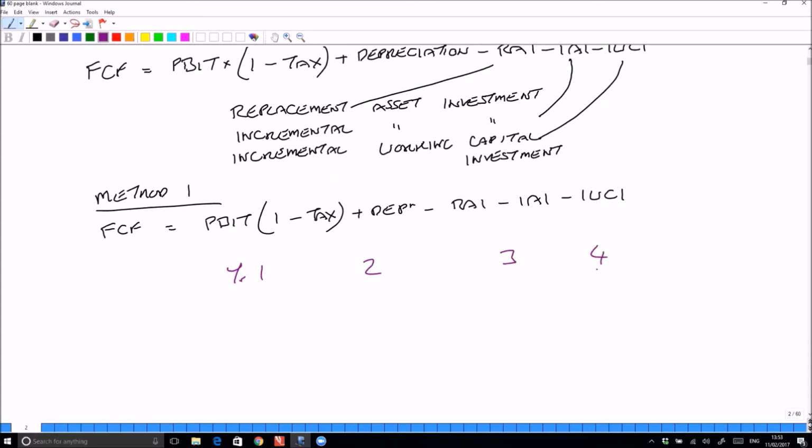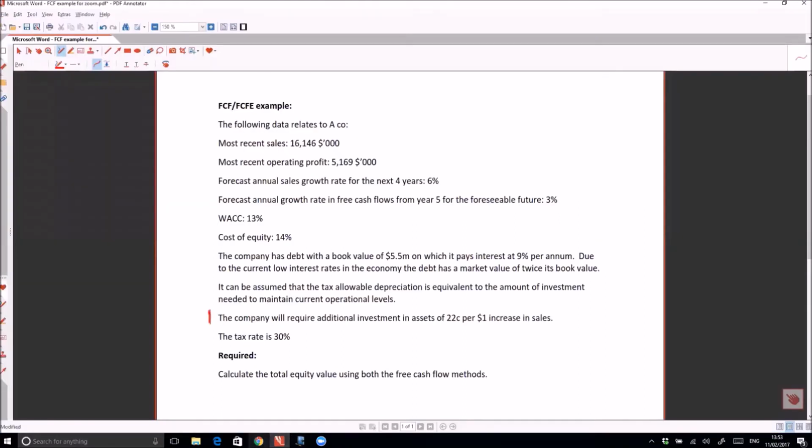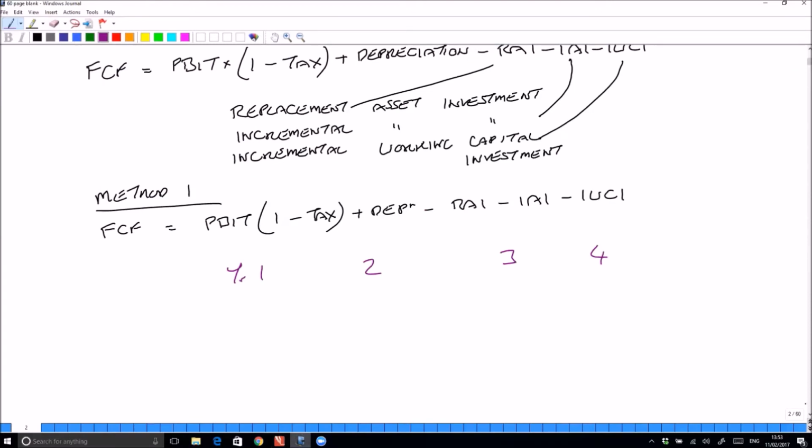And then after year 4, what does it say? Let's go back to the question. And it says, the forecast annual growth rate in free cash flows from year 5 to the foreseeable future will be 3%. And whenever you see the term for the foreseeable future, what's the examiner telling you there? It's a perpetuity, isn't it? And here it's a perpetuity with growth, and we then need to deal with that. But let's deal with the first 4 years first.